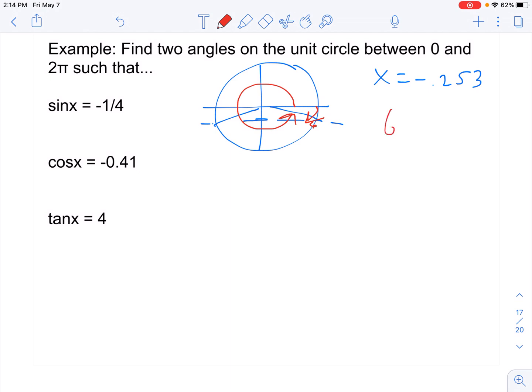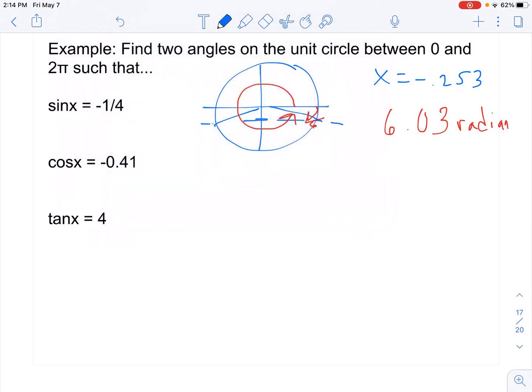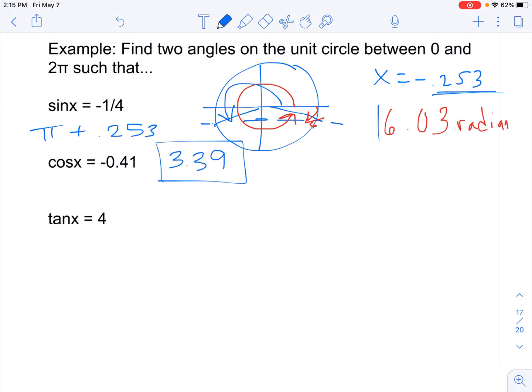And I get 6.03 radians. The second angle I need to find is in the third quadrant, and that's this angle. Reference angle is 0.53. So to find the angle in the third quadrant, I'm going to do pi plus 0.53, and I get 3.39. Those are my two angles.